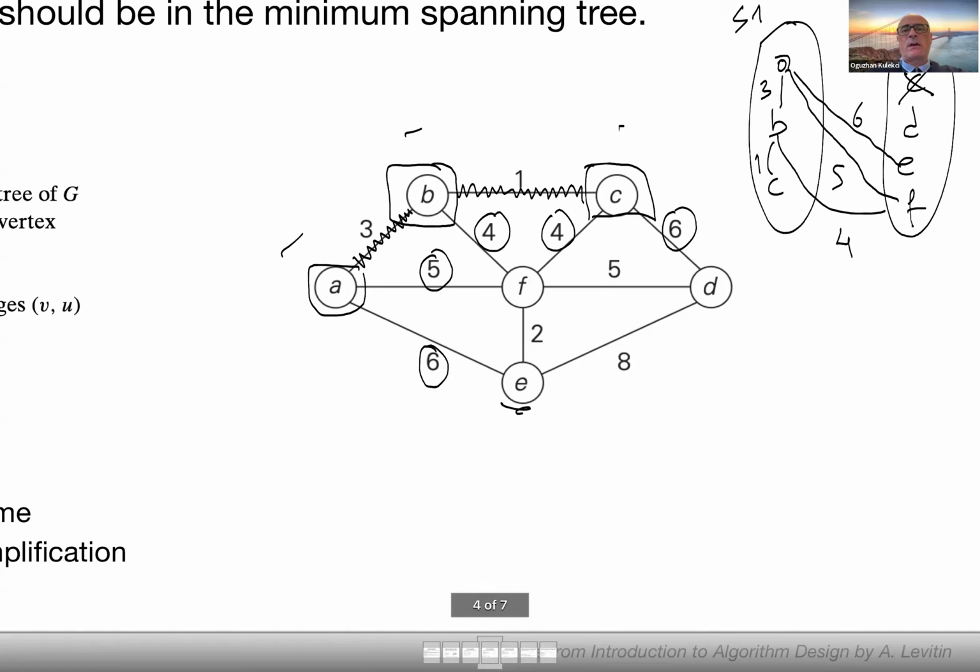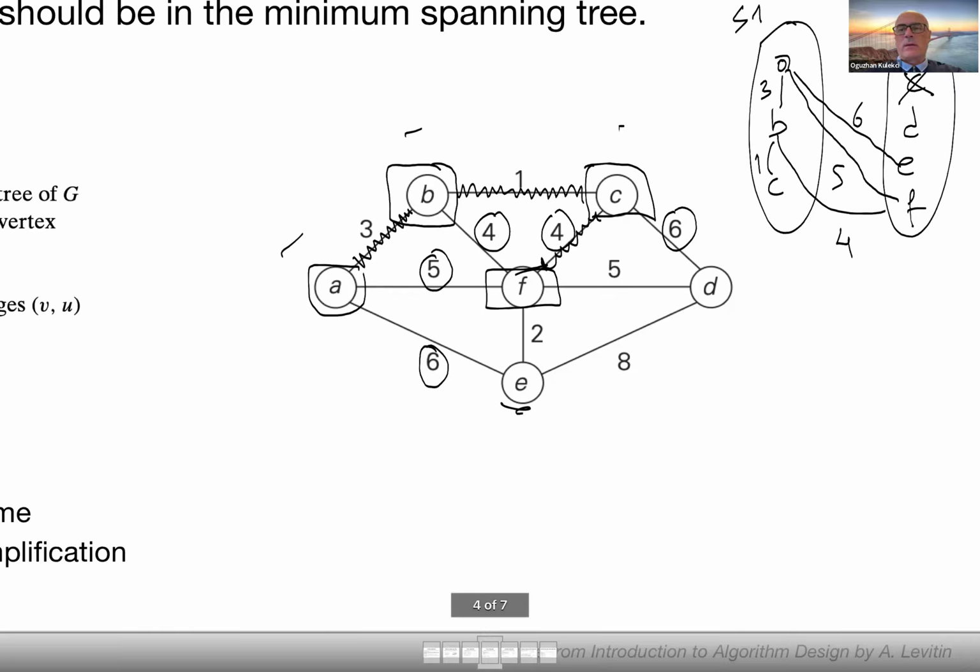Among these bridging edges, I see that the minimum cost is 4, right? And I have two candidates for this one. I can include B to F, or I can include C to F. It doesn't matter, because a graph may have more than one spanning tree, but the minimum spanning tree cost will be equal on all of them. So let's say I choose C to F, which is 4, and I choose it.